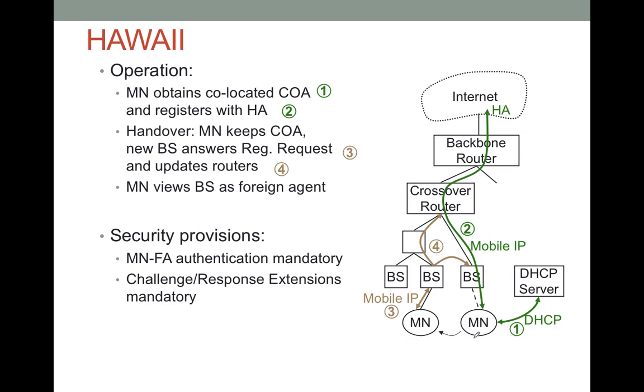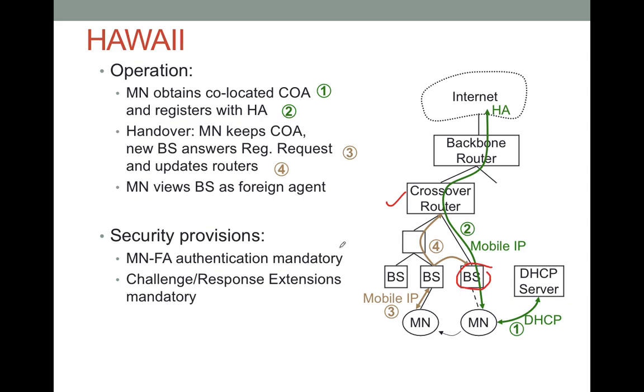So handover, meaning moving from one base station to another base station, they use the registration. The mobile node keeps the care-of address, and the new base station answers the registration request and updates routers internally. The mobile node views the BS as a foreign agent. Over here, the mobile node views this one as a foreign agent, but actually it is not. It's logical. So the routing will be updated over here.